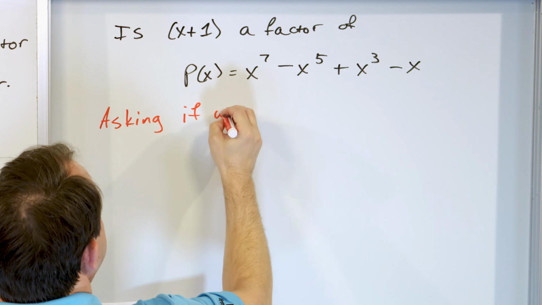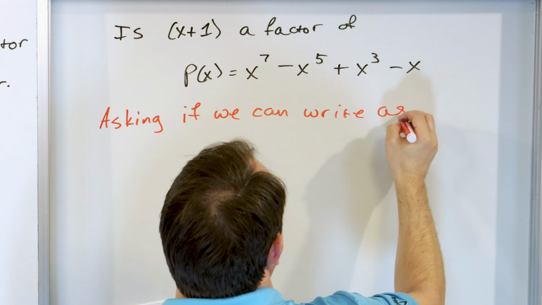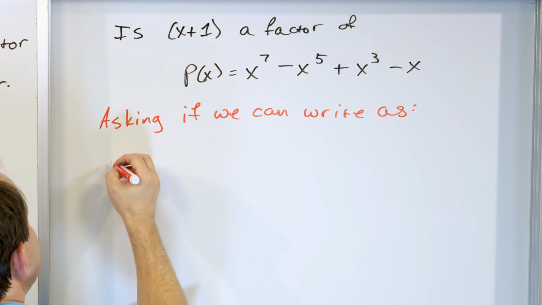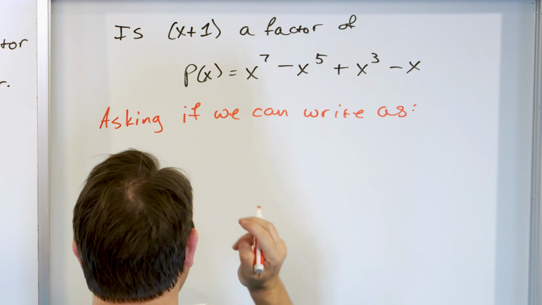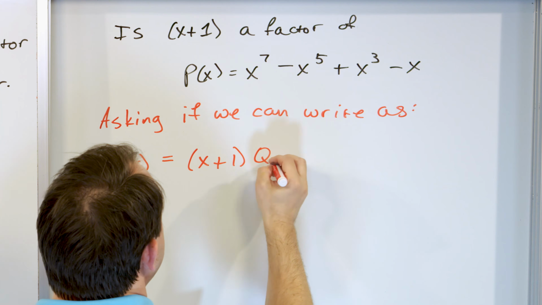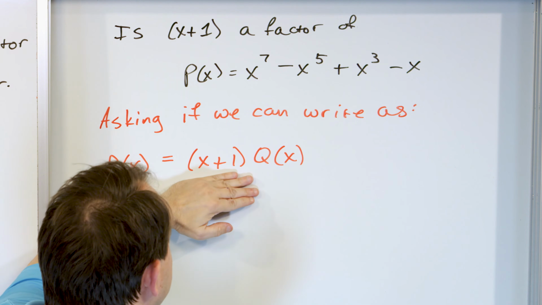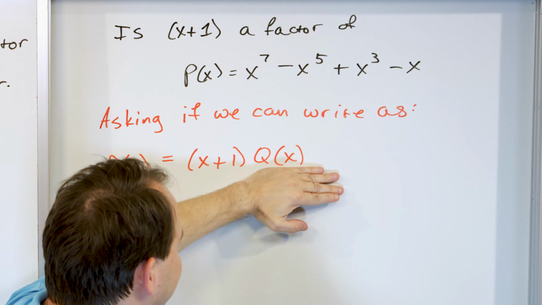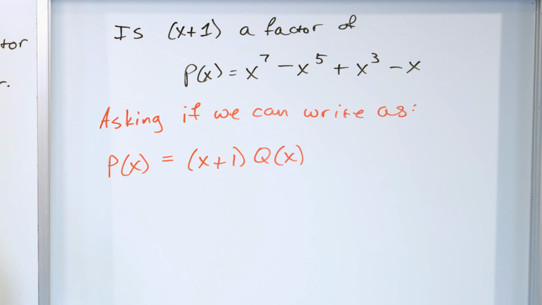Basically, when it's a factor, what it's asking is, is the following true? Is p of x, this polynomial, can it be written as x plus 1 times some other function of x, some other junk here? In other words, if it's a factor, then it's going to be able to be multiplied by something else. So what the other factors are, I don't even know, but it's going to be able to multiply by other factors to give me this polynomial. That's what it's basically saying.